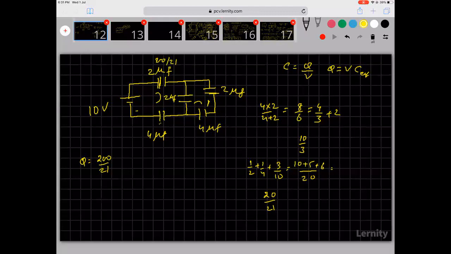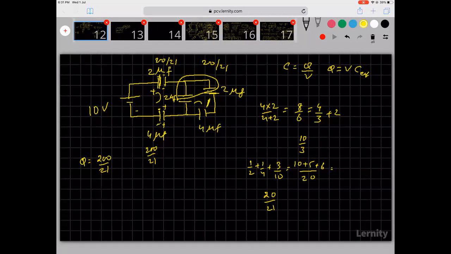So the charge on this capacitor will be 200 by 21. The charge on this will also be 200 by 21. Now this plate is plus, this plate will be minus. Now here this plate will be minus, this plate will be plus. Now understand that the charge on these two plates will be total equal to 200 by 21. Both these capacitors are the same. So the charge will go from here to here till potential becomes the same. But now understand that here there is not just two, both of them are there.